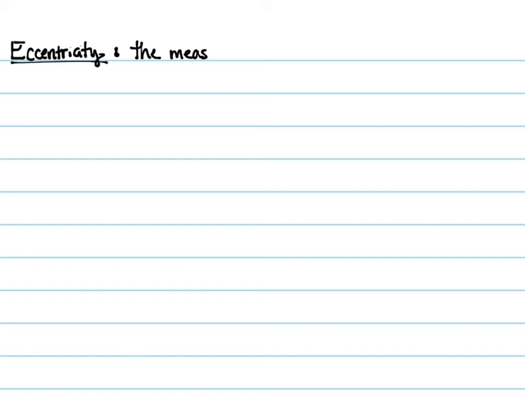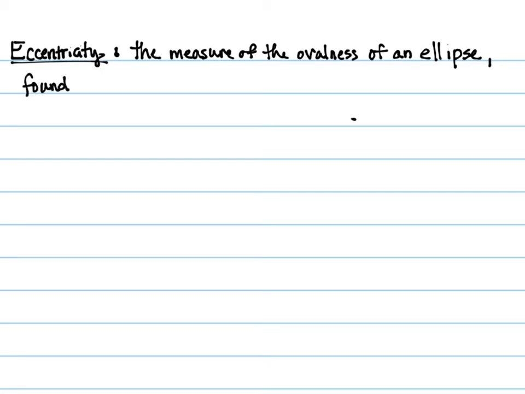This is the measure of the ovalness. Is that a word? I was pretty surprised. I mean, it's a good descriptor. I just wouldn't have thought it's a real word. The ovalness of an ellipse. It's found by, we call it E, by taking C over A.